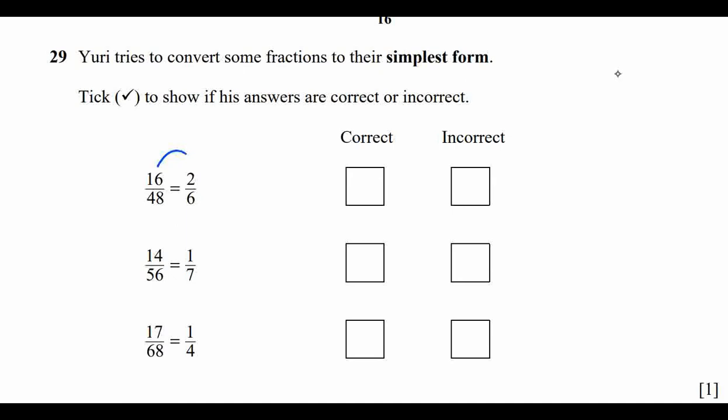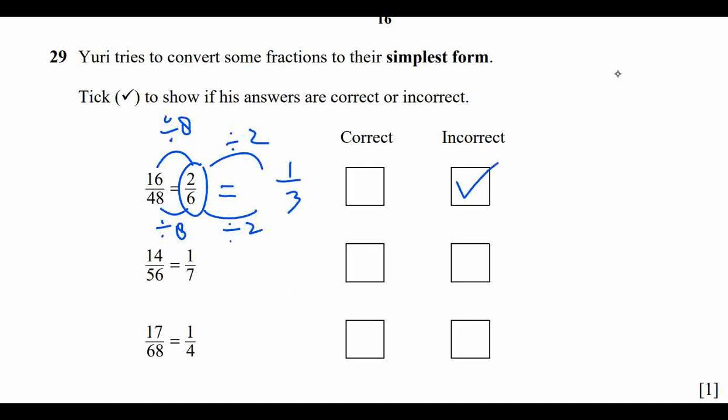So this one, 16 over 48. It looks correct because 16 divided by 8 is 2, 48 divided by 8 is 6, but 2 over 6 is not simplest yet, since it can still be divided by 2, they are both even numbers. So it becomes 1 over 3, so this is incorrect, because the correct answer should be 1 over 3.